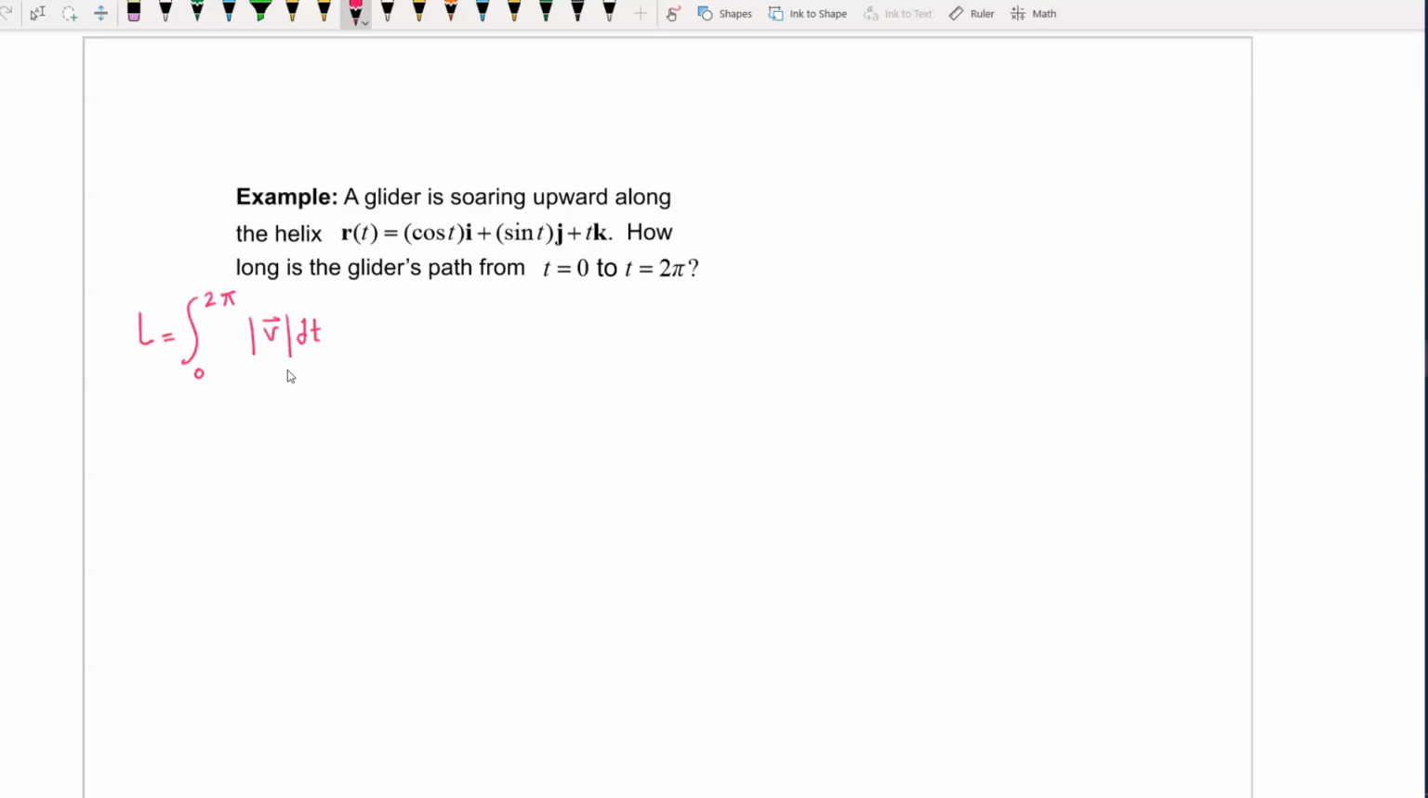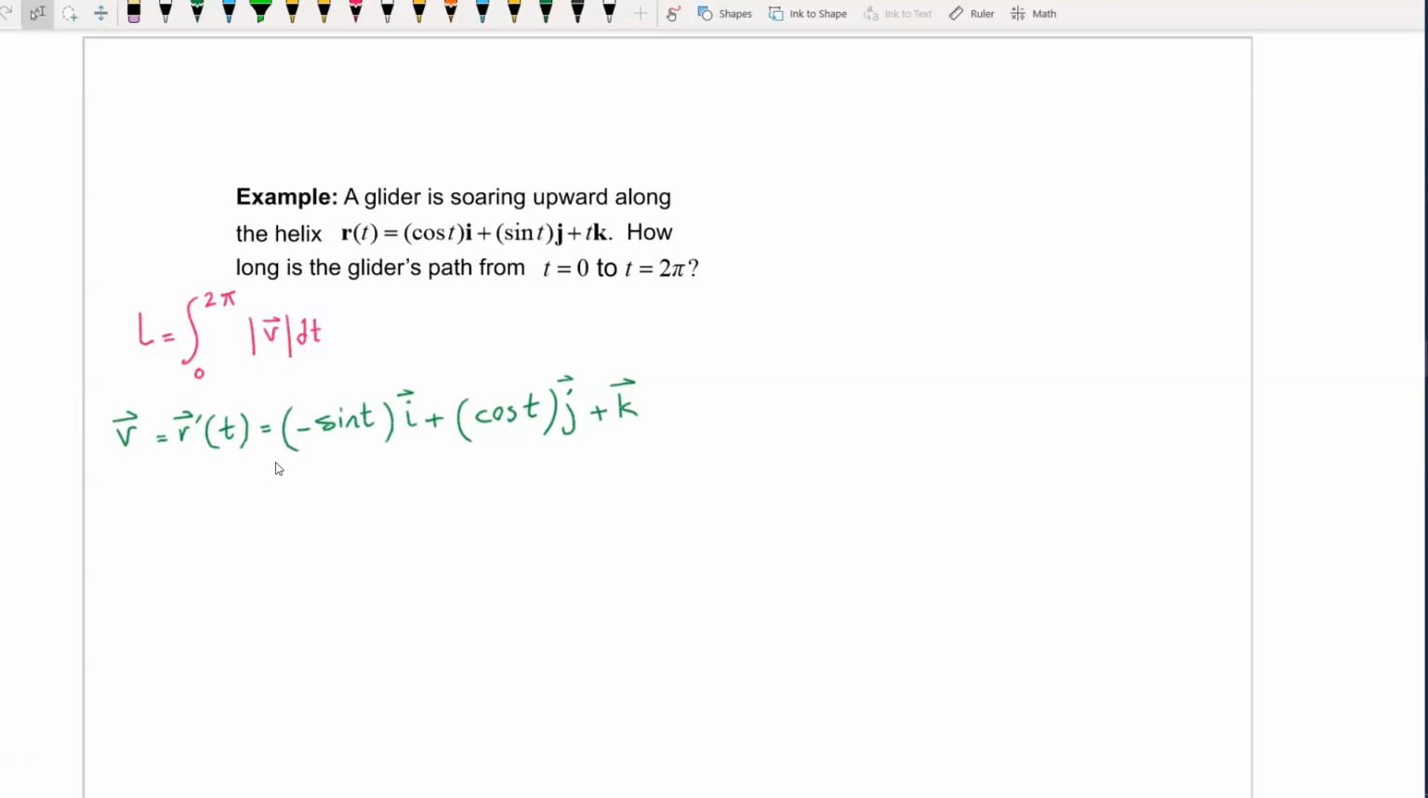First we need to find the velocity vector of the position vector, which means finding the first derivative of r. So here we have r prime equal to the derivative of cosine, which is negative sine, the first derivative of sine, which is cosine, and the first derivative of t, which is 1. So here we have negative sine t i plus cosine t j plus k.